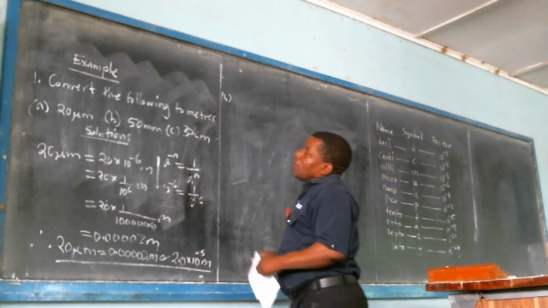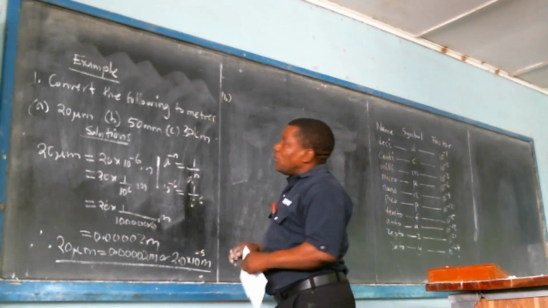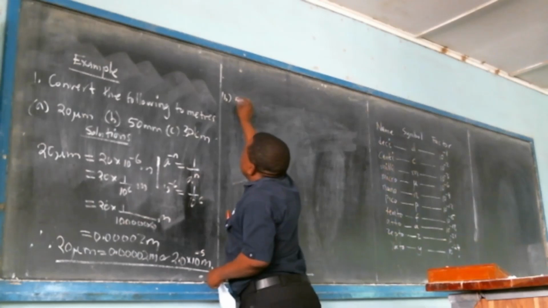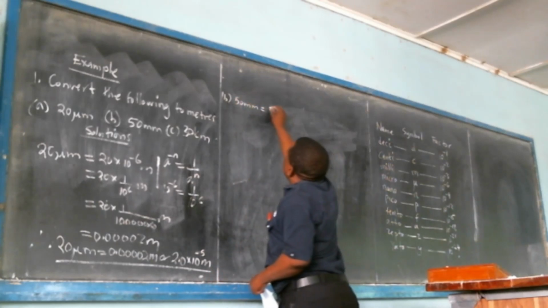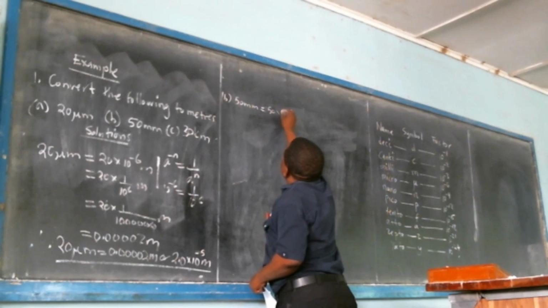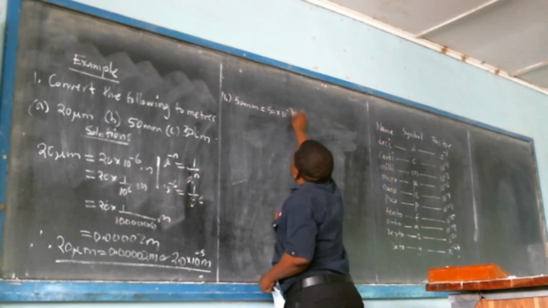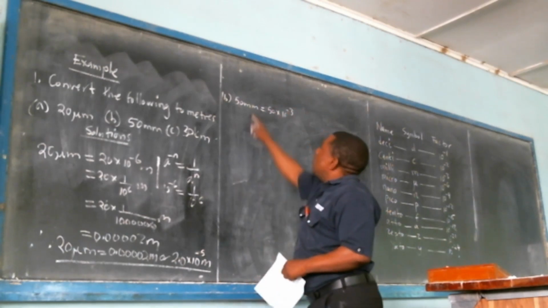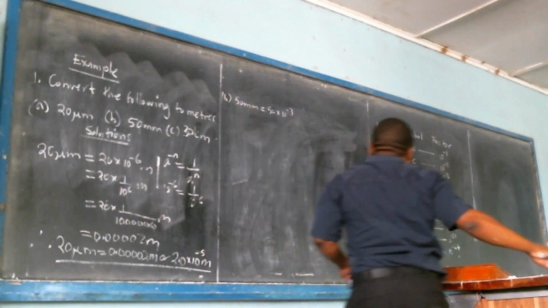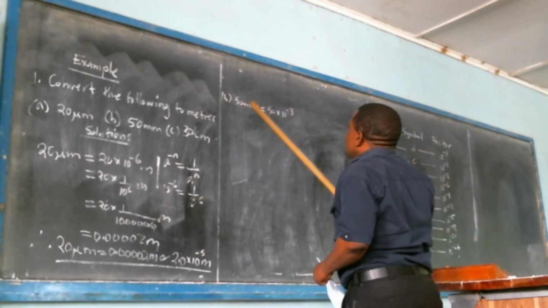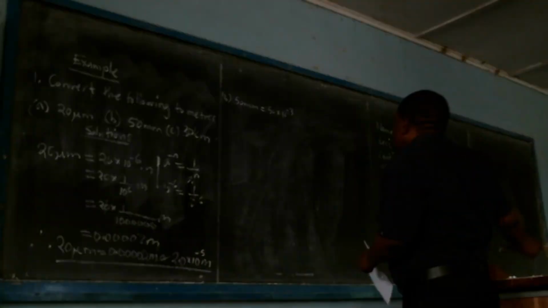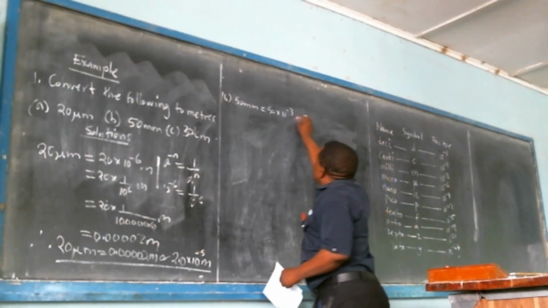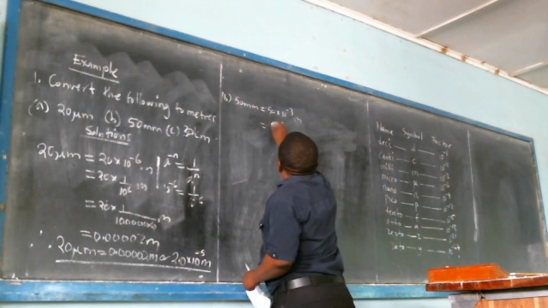For B, again we are dealing with submultiples. So we write 50 millimeters, which is the same as 50 times 10 to the power minus 3. We replace the milli. The value of the milli here is this one. That's a milli. Then this is 50.